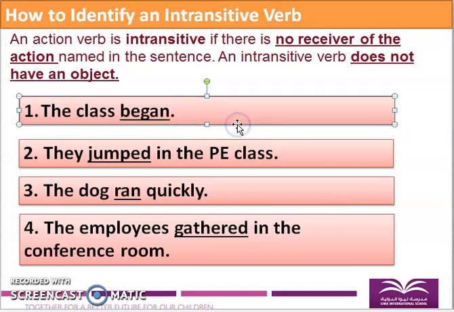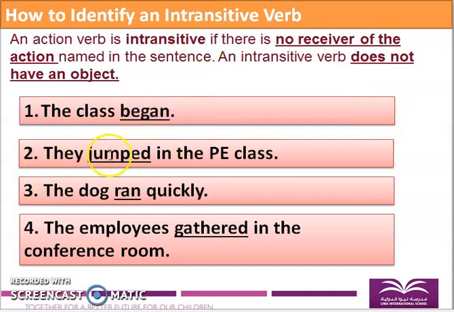As you can see, the class began. There's no object here. Why? Because the meaning or the thought of the sentence is already clear. So began is an example of intransitive verb.